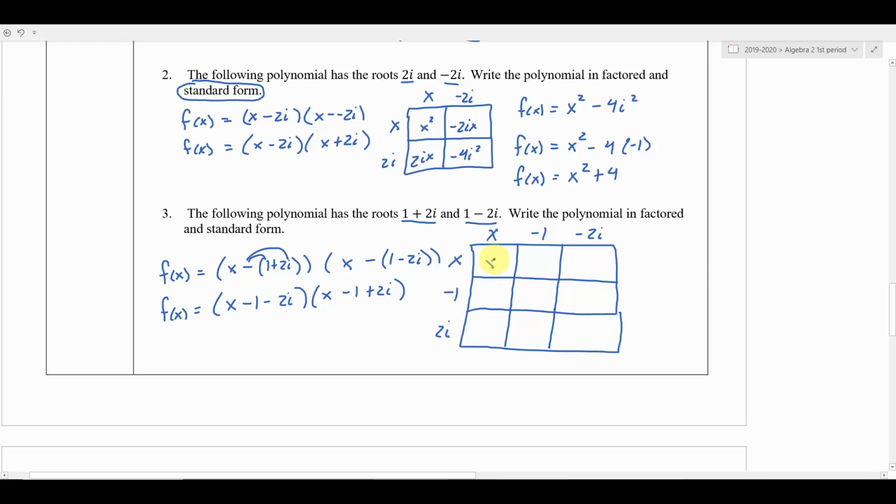So x times x is x squared. We have negative x. We have negative 2ix. We have another negative x. This will be a positive 1. This will be positive 2i, because that's 1 times negative 2i. Then we'll have 2ix. And then we'll have negative 2i. And then 2i times negative 2i is negative 4i squared.